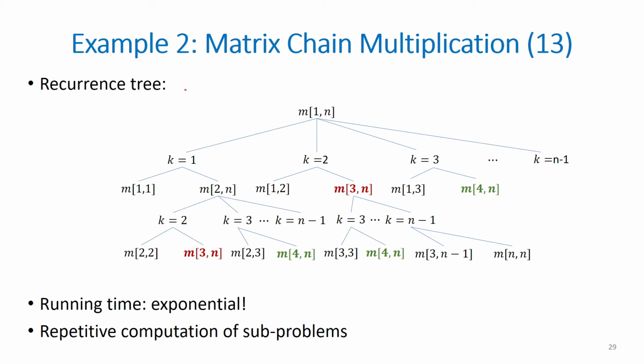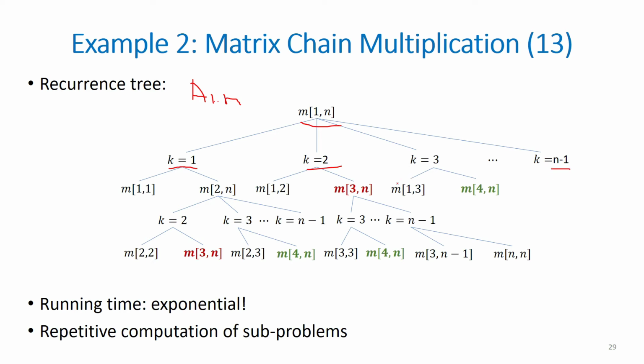Similar to what we did in the rod cutting problem, let us now draw the recurrence tree for the minimum cost of the chain A1 to n, denoted by M1n, considering all possible values of k. So k can have values from 1, 2, up till n minus 1.